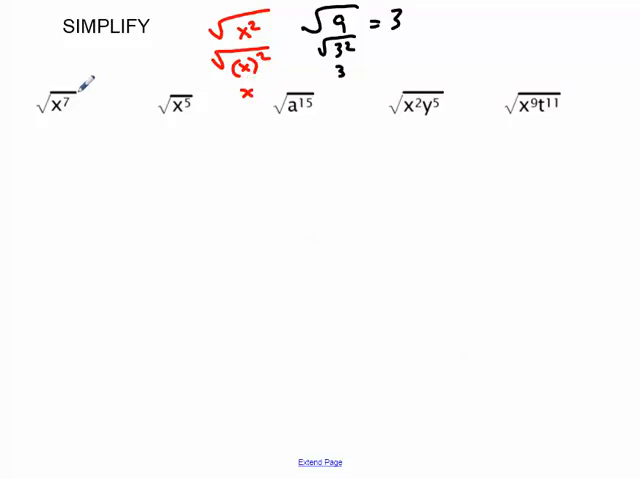Let's now take a look at what we've got for x to the 7th. Alright, well, if I've got x to the 7th, I'm going to rewrite it as a perfect square.